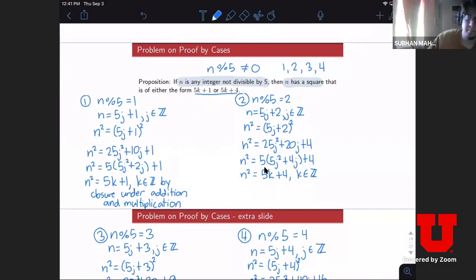So that one's a little bit tricky. You'll get used to it more as you do more of these proofs, but basically we're assuming that the hypothesis is true, and then we're making sure that the prediction is true. So our hypothesis is that n is any integer not divisible by 5. So in order for n to not be divisible by 5, dividing by 5 is going to leave some remainder, and the remainder is either going to be 1, 2, 3, or 4. Does that make a little bit more sense? Yeah, I think so.